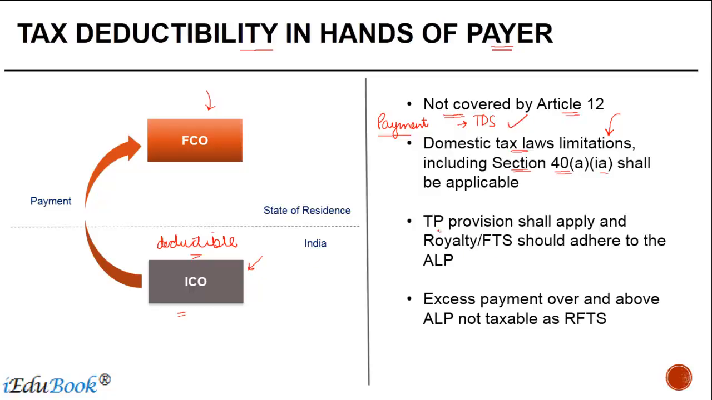Second is that even the transfer pricing provisions shall apply to royalty and FTS, and they should adhere to the arm's length price. Right? If they are paid in excess, then what is allowed as a deduction in India for tax purposes is only the amount which is equivalent to the arm's length price. Right? Any excess payment over and above the arm's length price is not taxable as royalty or fee for technical services in the hands of the foreign company.